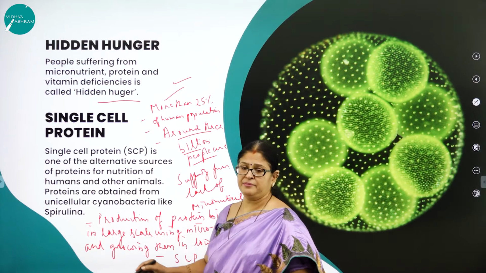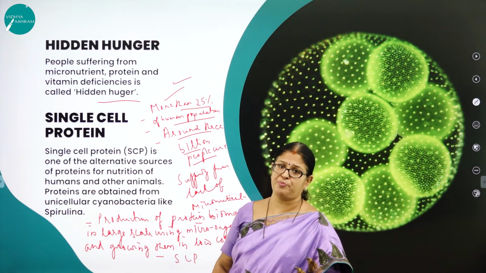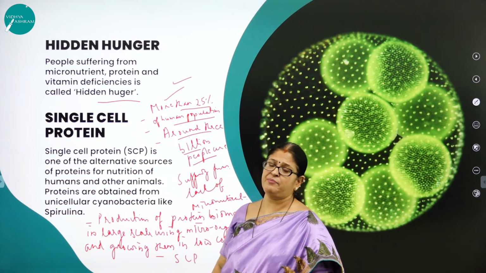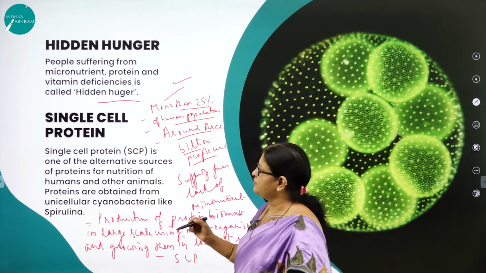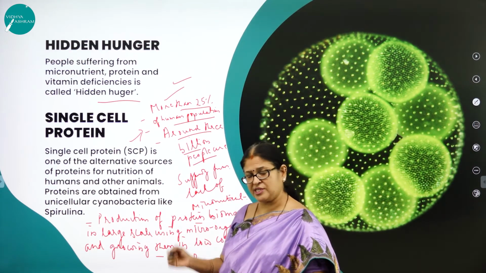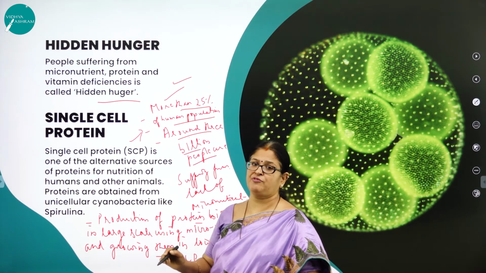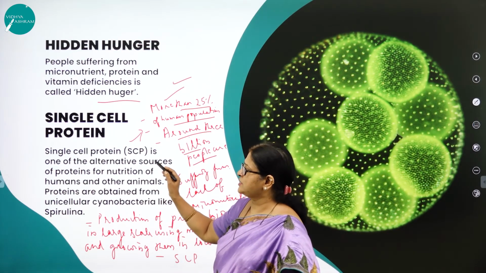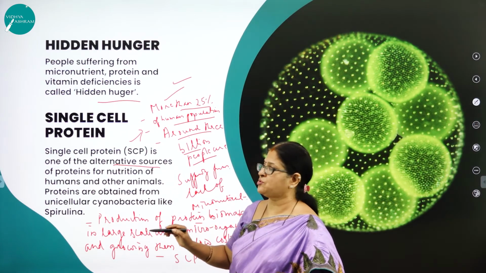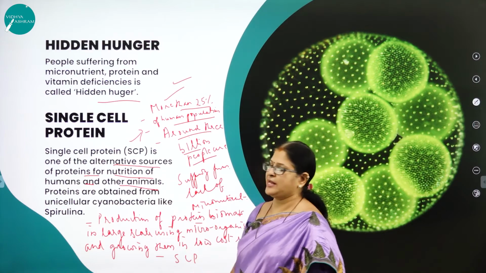And moving on to single cell protein. As we know, more than 25% of the human population are suffering from hidden hunger, and definitely single cell proteins are coming to the rescue of such people. So what is single cell protein? SCP is the short form. Single cell protein is one of the alternative sources of proteins for the nutrition of humans and other animals.